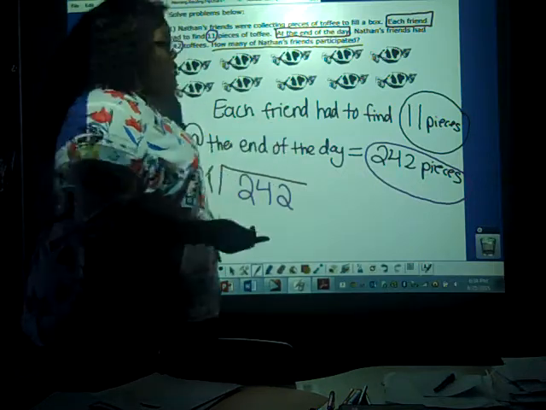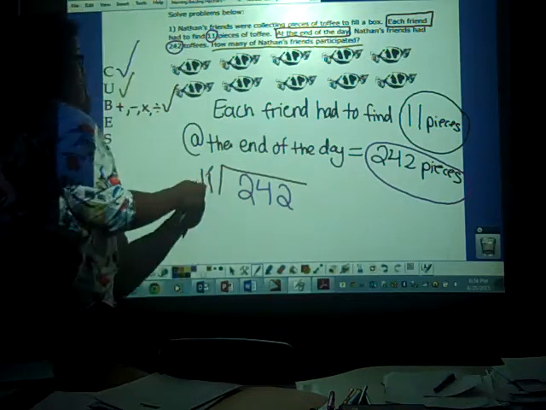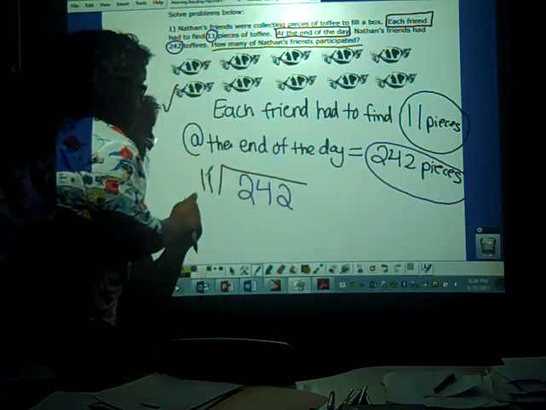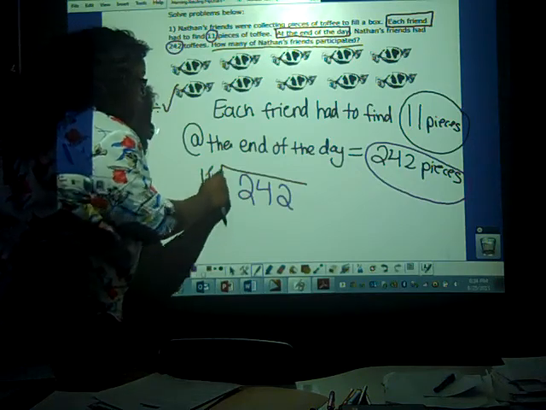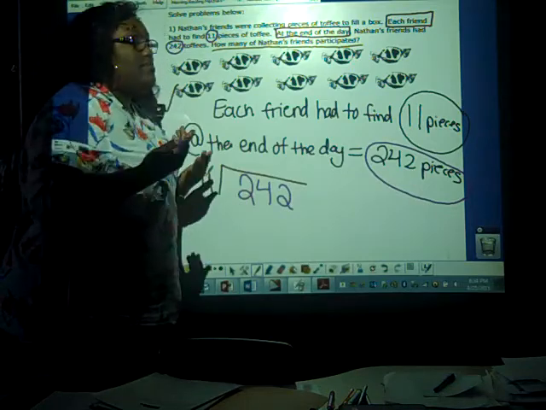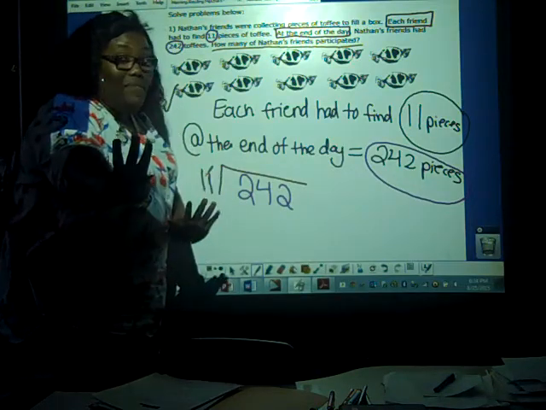And my students remember, under the house is the dividend. So the 11, I think of it as a door. The divisor wants to go through the door to dance with the dividend. It's my way of thinking. I know it's weird. You can laugh at me later. I don't mind.